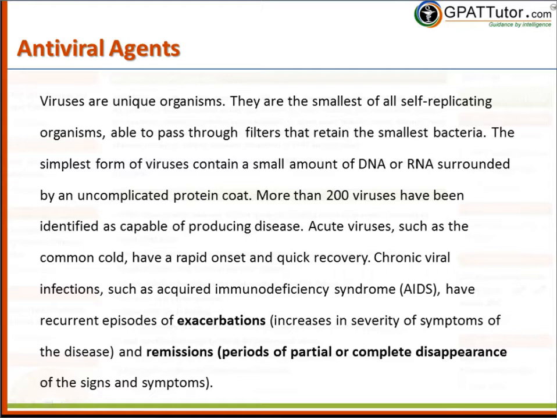The most basic requirement is for the virus to induce either a profound or subtle change in the host cell so that viral genes are replicated and viral proteins are expressed. More than 200 viruses have been identified as capable of producing disease. Acute viral infections, such as some in the common cold, have a rapid onset and quick recovery. Chronic viral infections, such as immunodeficiency syndrome, have recurrent episodes of exacerbations and remissions.